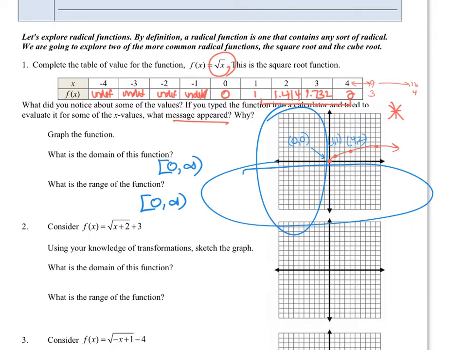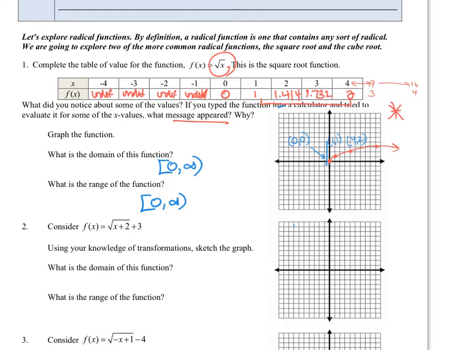Obviously, if there was a negative in front, that would be a reflection, okay? And we're going to look at our transformations using what we learned first quarter of the year, so back in the fall. So that is number 2. It says, consider this function, the square root, using your knowledge of transformations.